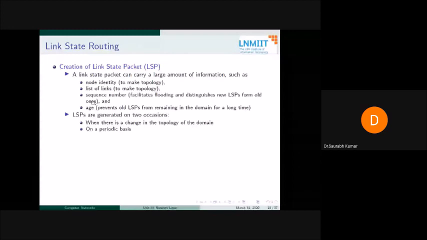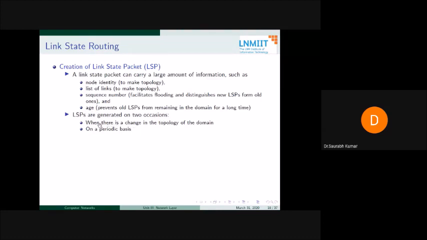And finally, the age of that LSP is also there when you create an LSP. What this age does is prevent old LSPs from remaining in the domain. If your age has expired, as defined by the protocol, you have to be removed.